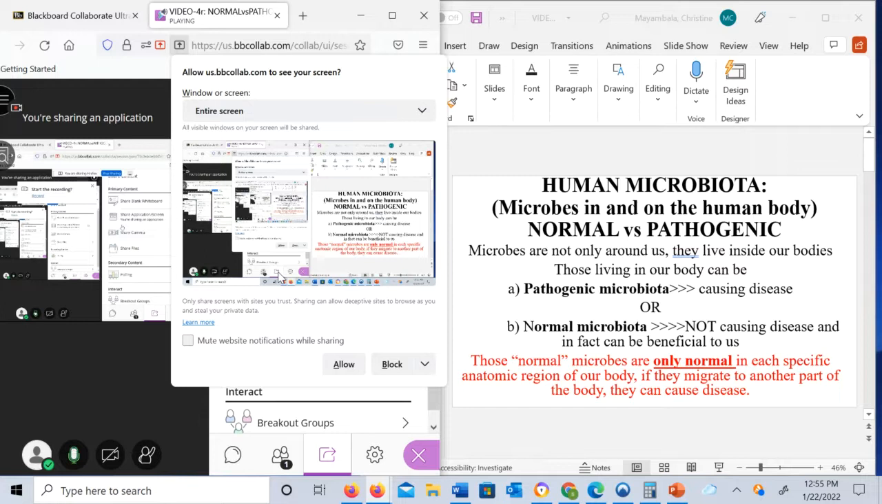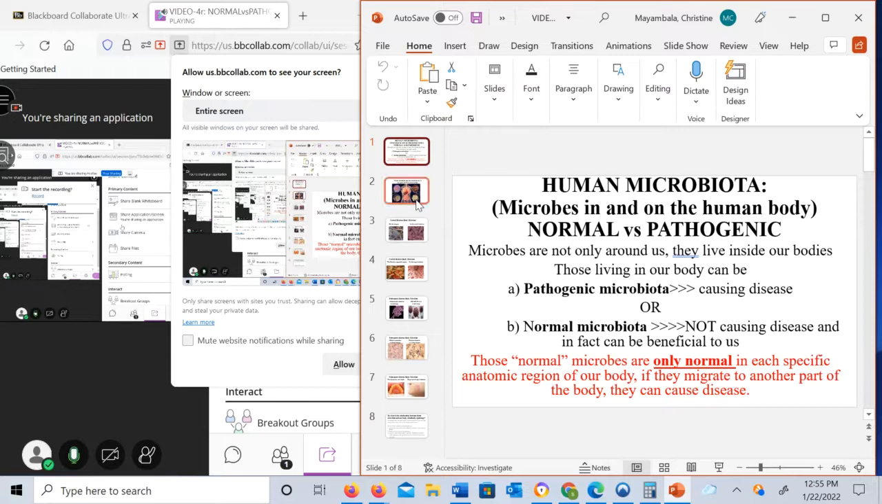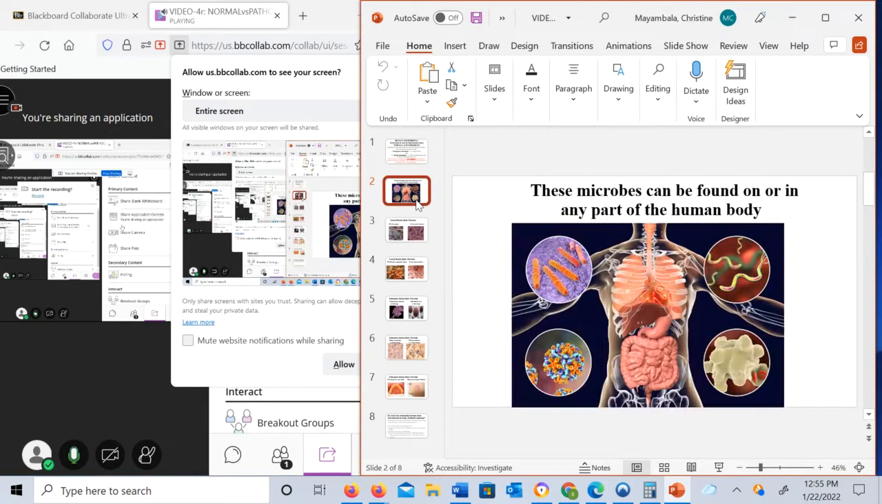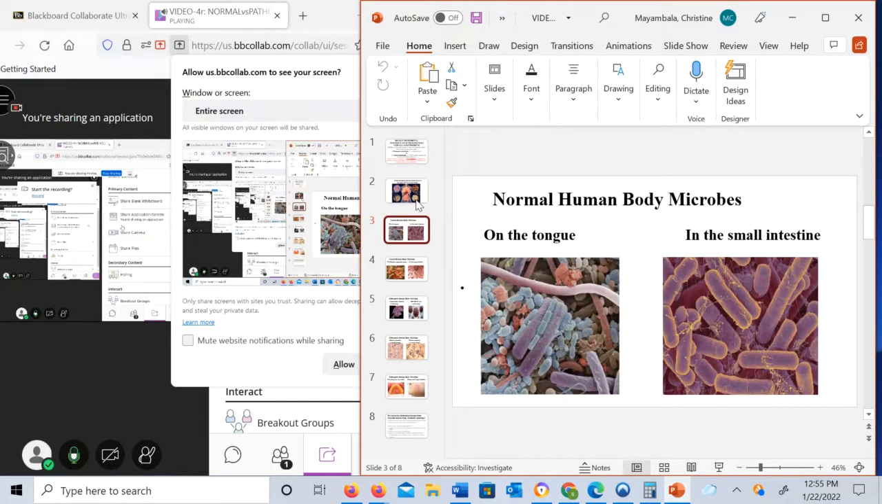Okay, let's move on to slide number 2. Slide number 2 is basically a summary slide that shows the various parts of our body where microbes can be found normally. But again, remember, they can also become pathogenic if they migrate from their normal area. In the next few slides, I'm going to go over some examples of microbes that are normal in various parts of our body.